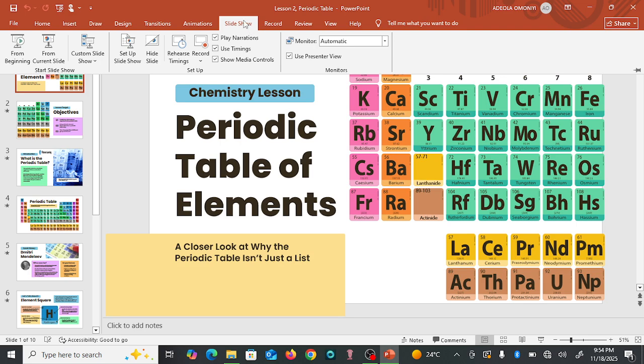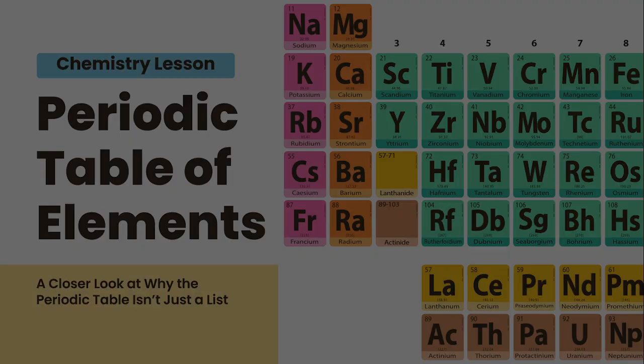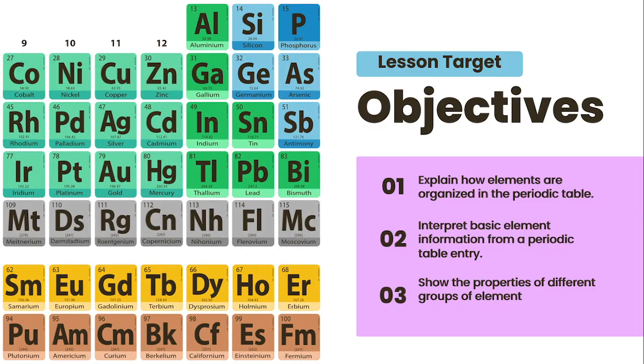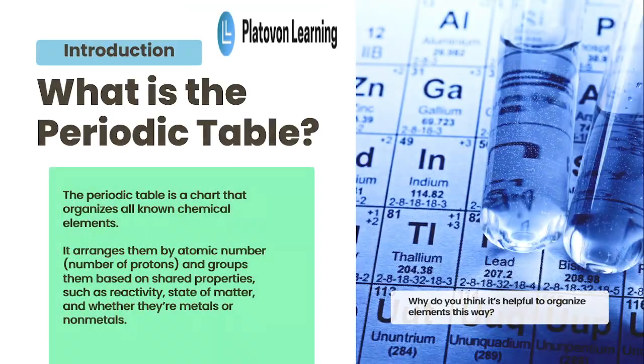Alright, let's look at the group of elements in the periodic table. A closer look at why the periodic table isn't just a list. In this lesson, we should be able to explain how elements are organized in the periodic table, interpret the basic element information from a periodic table, and show the properties of different groups of elements.